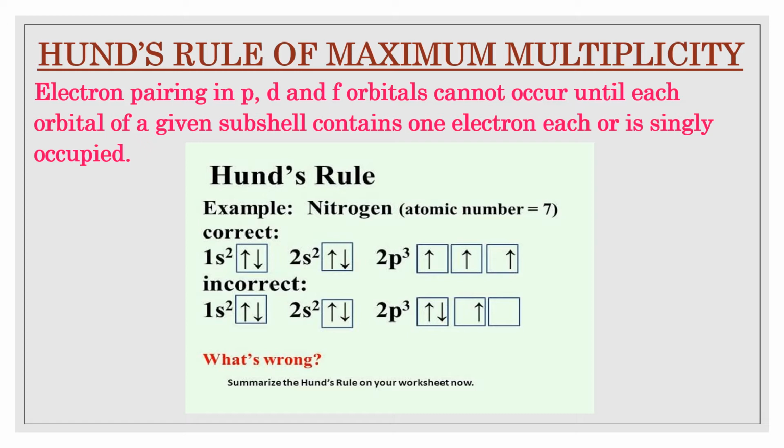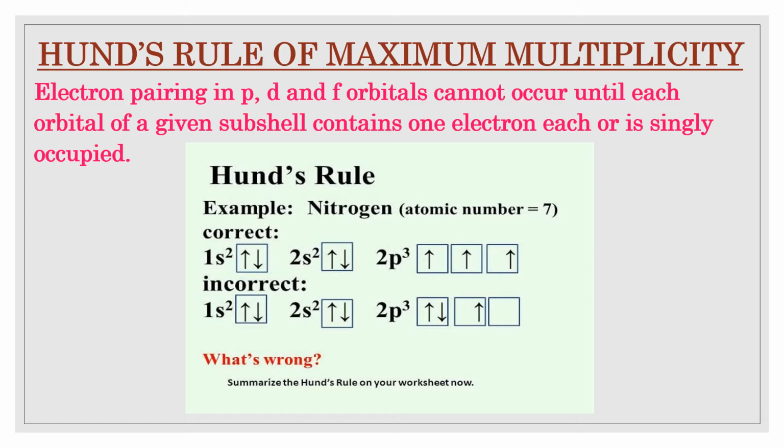By putting one electron first in every orbital. In the second one just below it, you can see that 2 electrons are filled in the first orbital of the p subshell, and that is incorrect. Putting electrons in the same orbital is incorrect, because according to Hund's rule, as we just discussed, until each orbital of a given subshell is singly occupied, only then are we able to put another electron to get it paired.